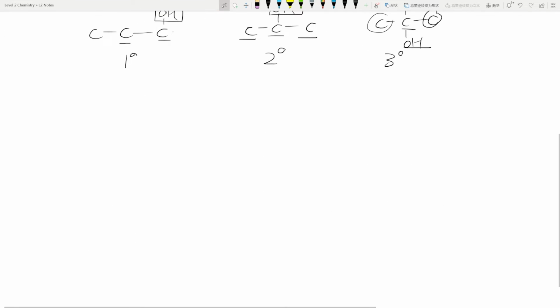Same with the haloalkanes like chloro or bromo. You just look at how many carbons are directly bonded to the carbon that's bonding to the Cl or the Br or the fluorine. Okay, so that's pretty much it. And then the rest is all reactions.